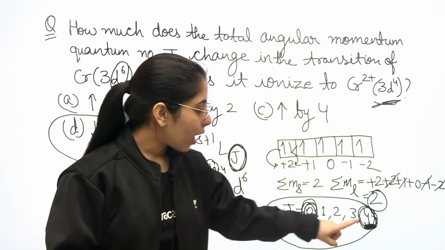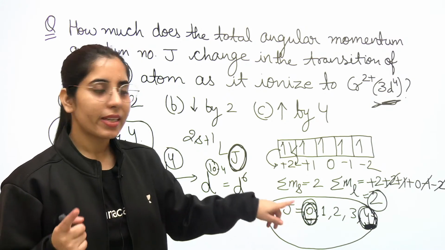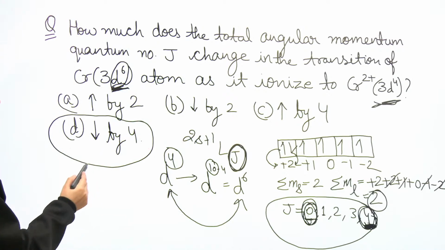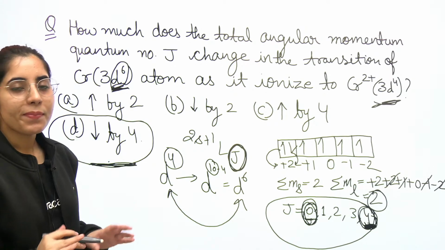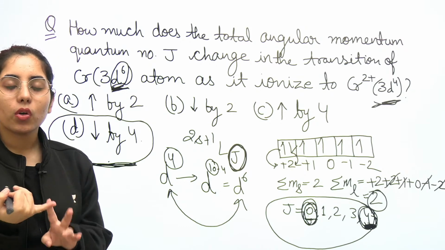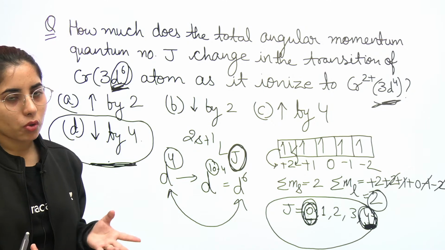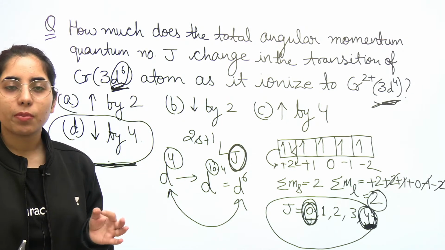Actually, after the transition you had this value, 4 to 0. It's a decrease. It decreases by what amount? By 4. Decreases by 4. That's how you can observe it quickly. If you know Hund's rule, and if you know the approach for writing the ground state spectroscopic terms easily with the trick, it will be a very easy and less time-taking question for you.